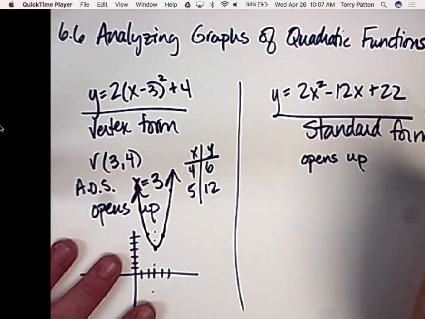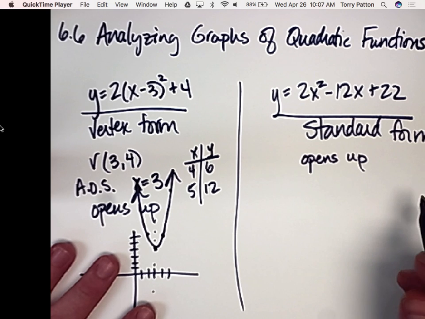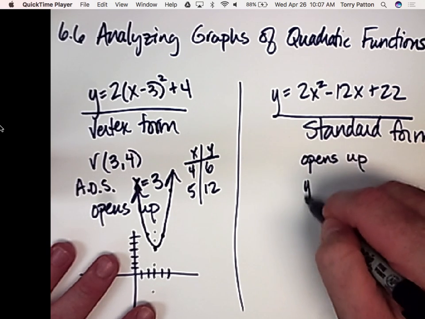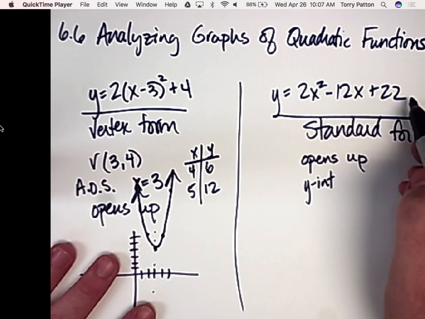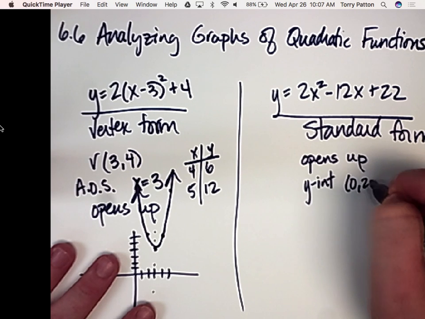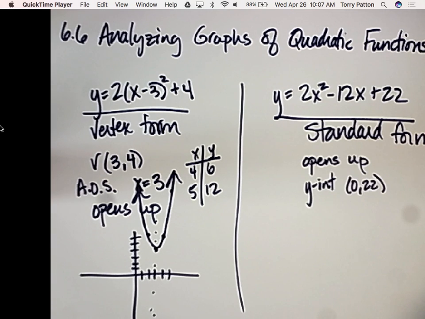The only other thing you can tell on here is the y-intercept, because that's when x is 0, and it would be 22. The constant term is your y-intercept, always. Okay?